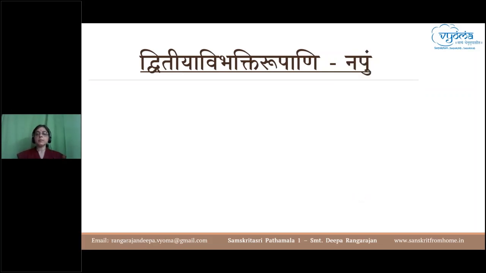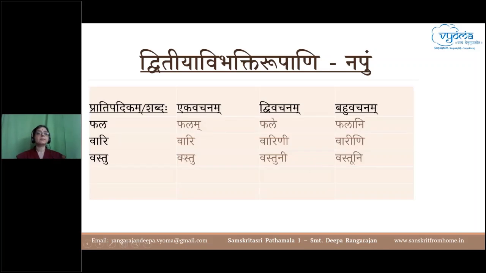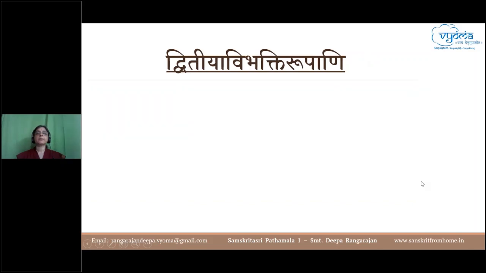Next is Napumsakalinga Shabdas. Phalam, Phale, Phalani. There is no difference between Prathama and Dvitiya for Napumsakalinga Shabdas whatsoever. And for the Ikara, Vari Shabda, Vari, Varini, Varini. And for Ukara, Vastu, Vastuni, Vastuni. So, these are the forms.